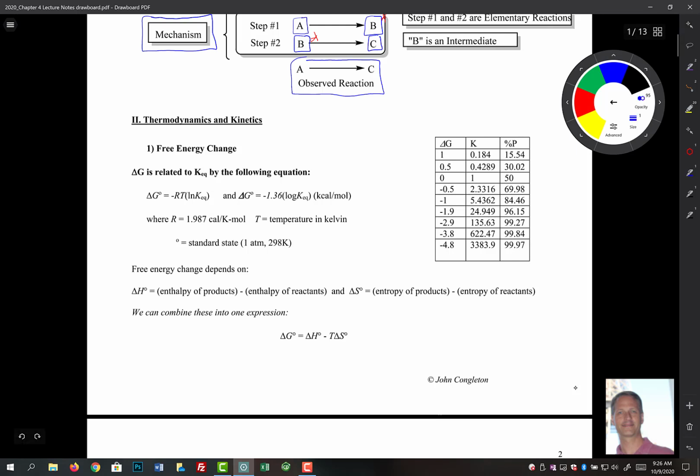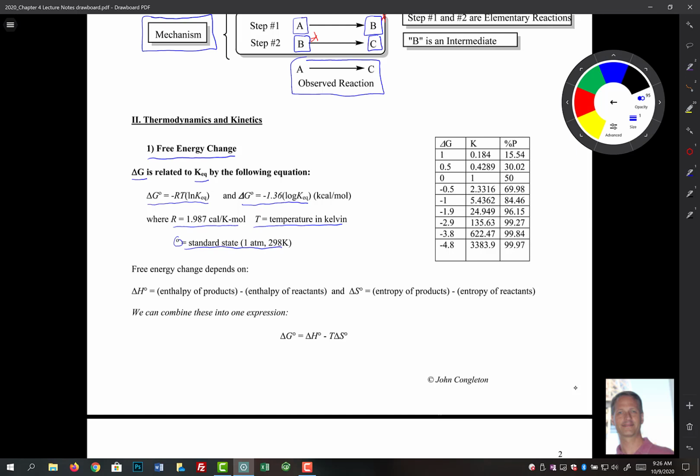So the first thing that I want to look at here is free energy change. So we're going to use this relationship delta G and Keq when we go through and try to determine where equilibrium lies in certain reactions as we go through the semester. But remember, it's equal to negative RT ln of Keq, or negative 1.36 log of Keq in kcal per mole, where R here is this number, T is our temperature in Kelvin, and that little naught sign up here is your standard state. That's 1 atmosphere at 298 K.